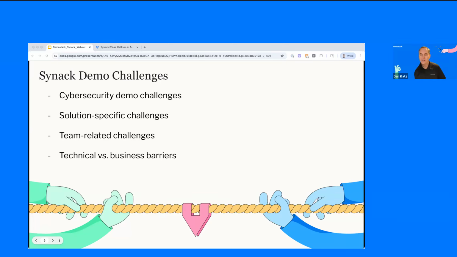What are the demo challenges there? And maybe if you could touch on the technical challenges as well as the people challenges too. That would be helpful. No, absolutely.